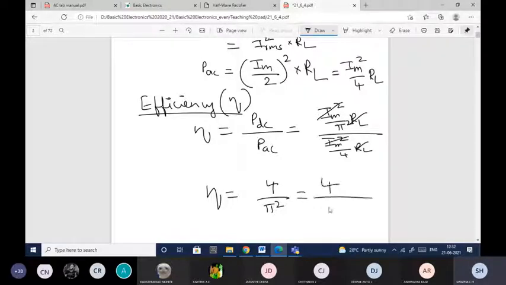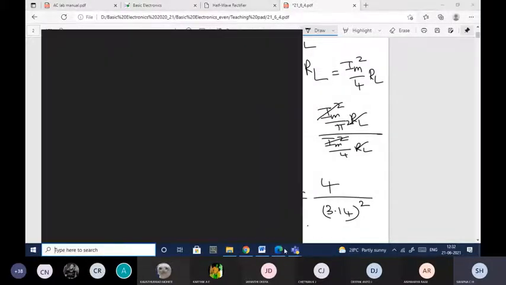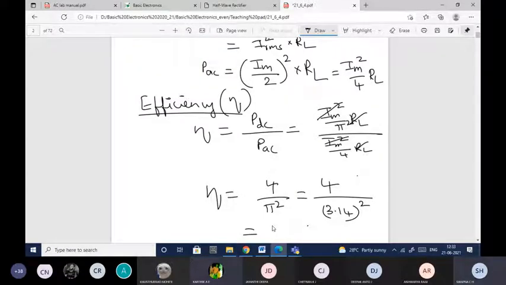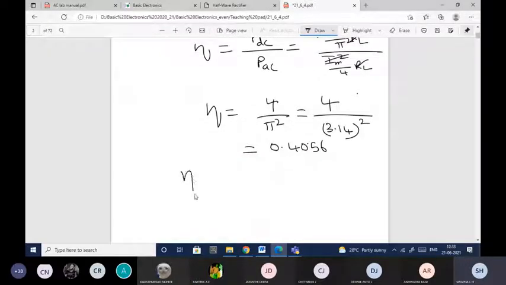Okay, so 4 by pi is nothing but 3.14 whole square. So just find out and tell me what is the value. Take out your calculator and find out and tell me what is the value. Quickly. 4 by 3.14 whole square. Anybody has got the calculator with you? 0.4056. Okay, so generally efficiency is calculated in terms of percentage.